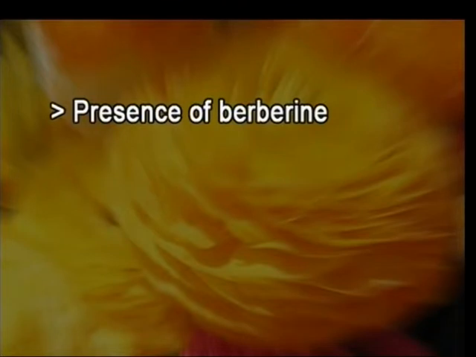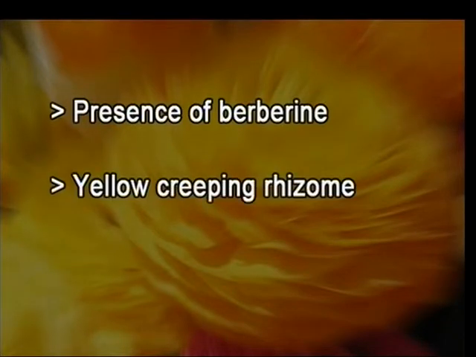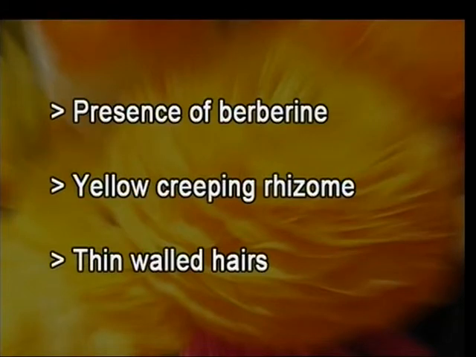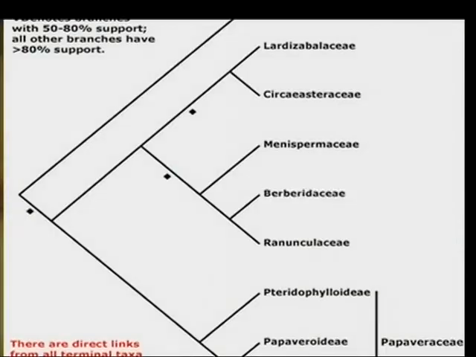These basal genera, whether it is Hydrastis or Glaucidium, have retained some plesiomorphies. Plesiomorphies means ancestral shared characters, those characters which are ancestral in evolutionary terms but are being shared by the recent taxa. These plesiomorphies are like the presence of berberine, one more character, that is yellow creeping rhizome, thin-walled hairs, smaller chromosomes. Thus, all these characters relate them to the Berberidaceae, one more different family.